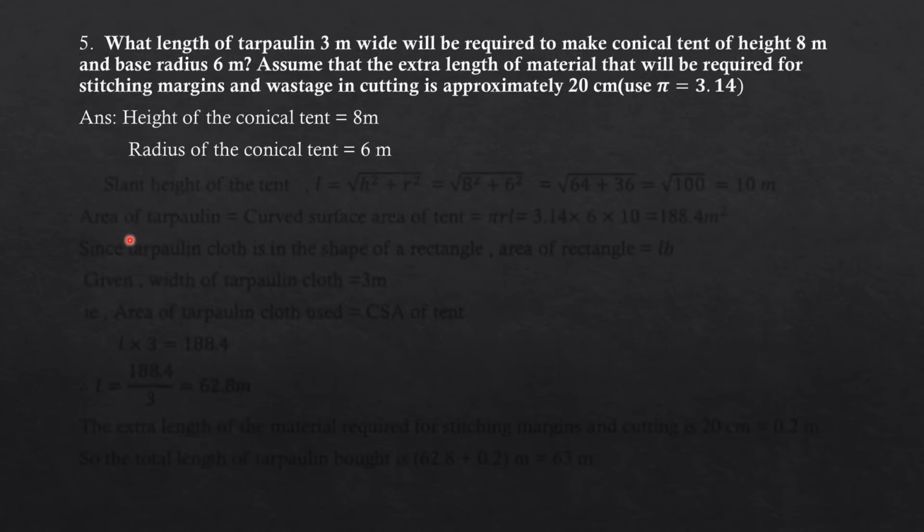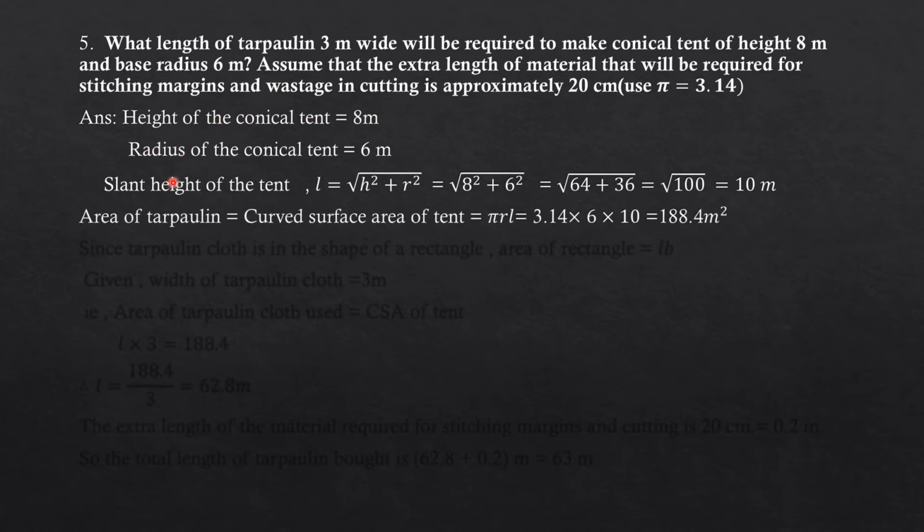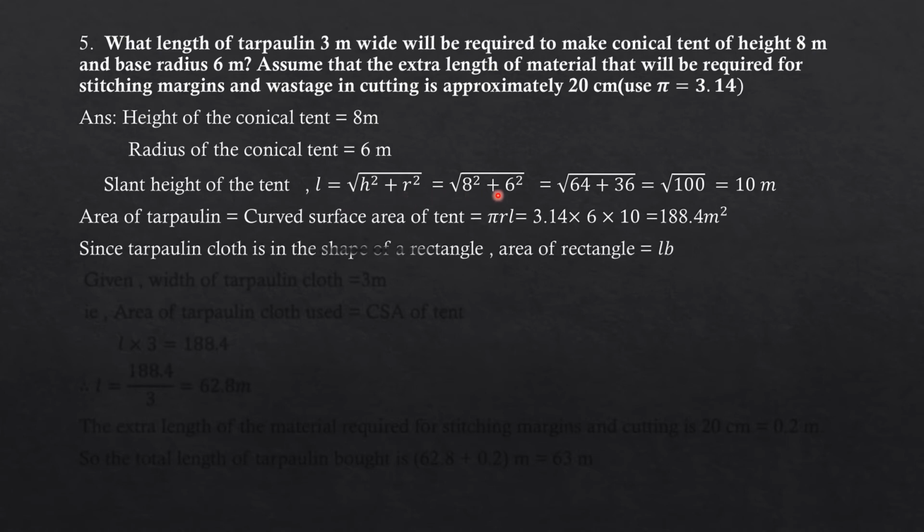Question number 5. What length of tarpaulin 3 meter wide will be required to make a conical tent of height 8 meter and base radius 6 meter? Assume that the extra length of material that will be required for stitching margins and wastage in cutting is approximately 20 centimeter. We are given the height of the conical tent is 8 meter and the radius is 6 meter. Let us find the slant height of the tent. l is equal to square root of h square plus r square. Substituting the values, we can see the slant height is 10 meter.